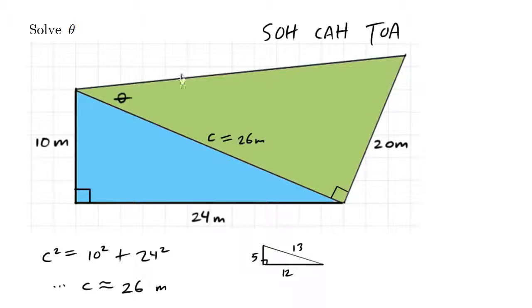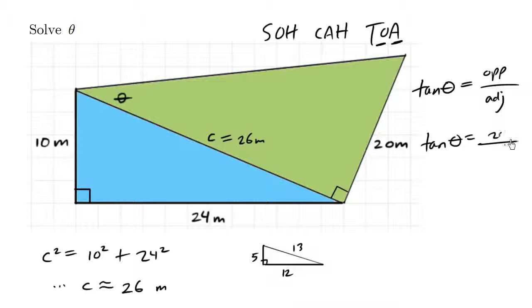This is not the adjacent because this is the longest side, which is opposite the right angle. This is the hypotenuse. But putting your finger here, we have the opposite and the adjacent, so we're going to use tan. So tan of some angle, this is trig, equals the opposite over the adjacent. So tan of the angle equals the opposite, which is 20, over the adjacent, which is 26.